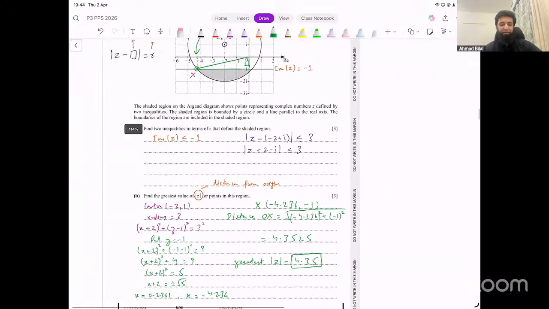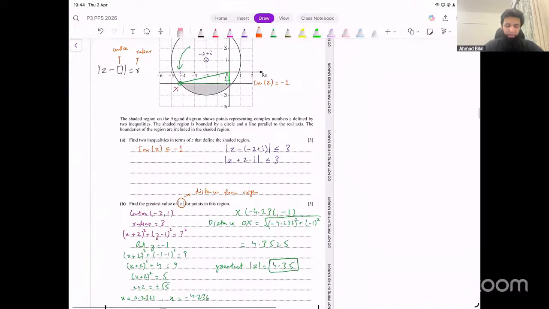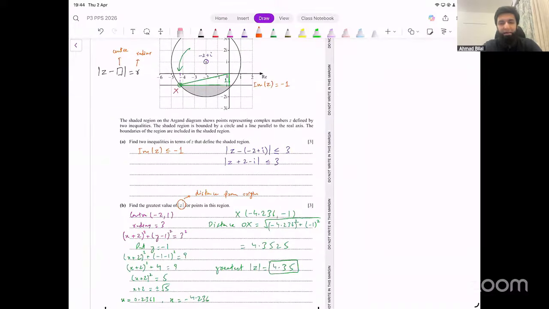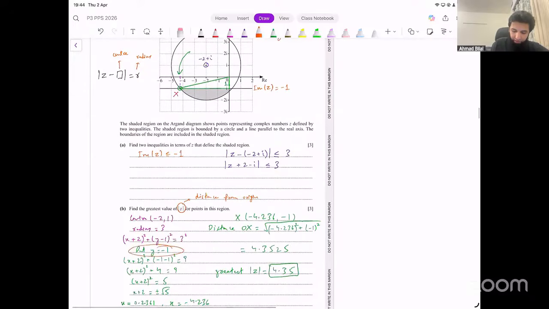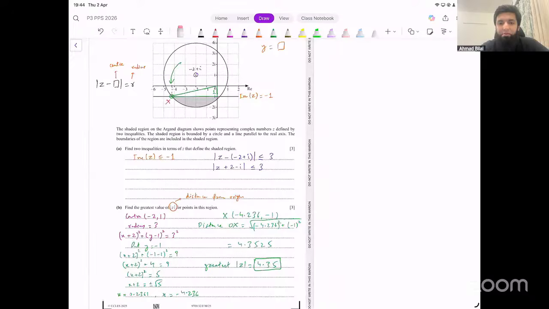Does that make sense? This is an idea that you'll have to use a lot in problems involving Argand diagrams and circles when you're looking for greatest distance or least distance. If you want to find this point, you would write down the equation of the circle in coordinate geometry form and then solve it simultaneously with some equation. In this case, we knew that y was equal to -1, so we just input y equal to -1 in this to find the corresponding x coordinate. Does this make sense to everyone? Right?